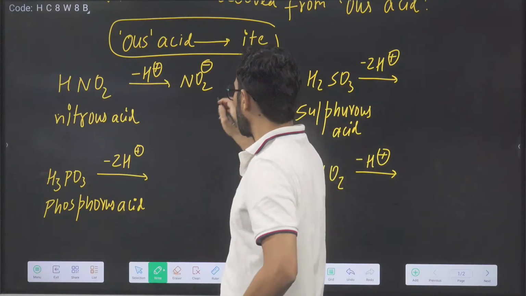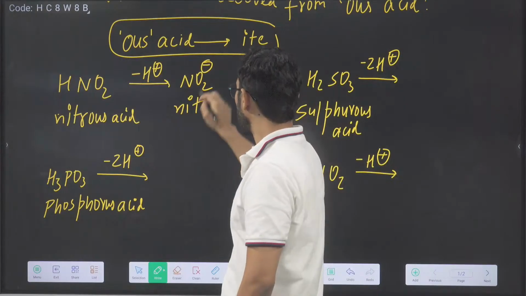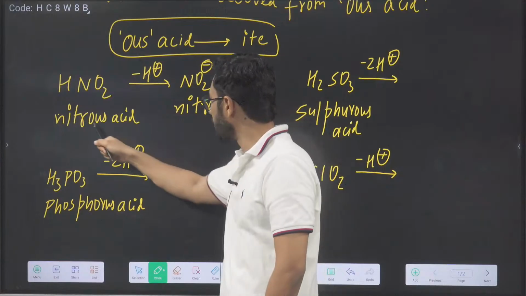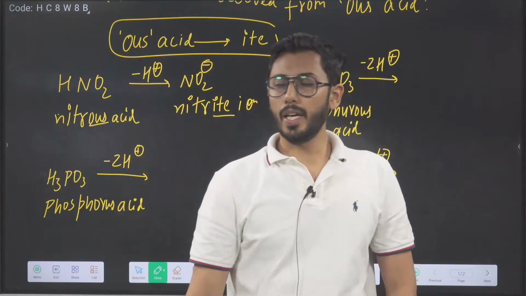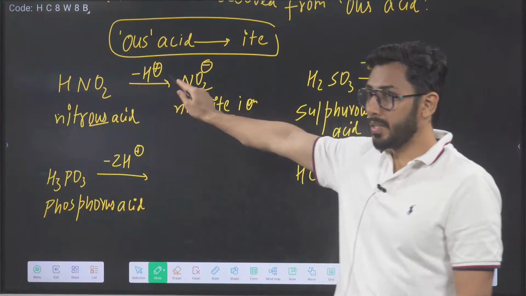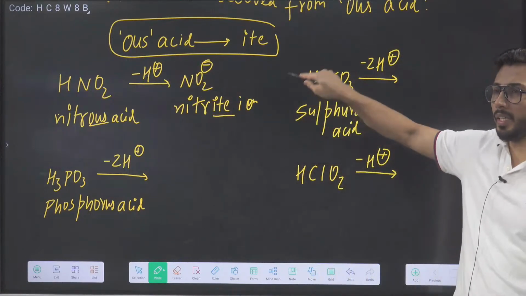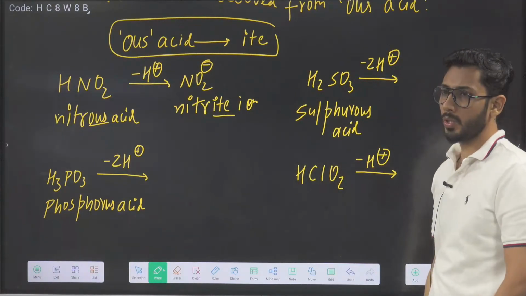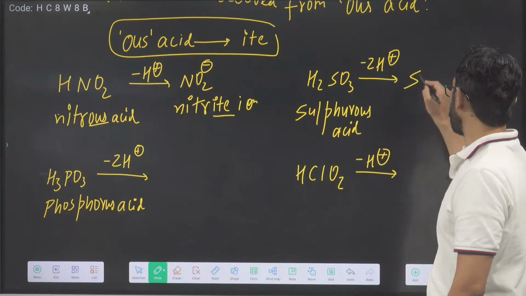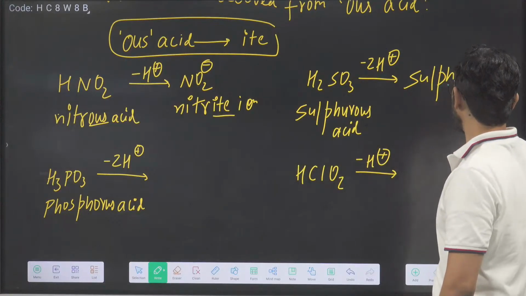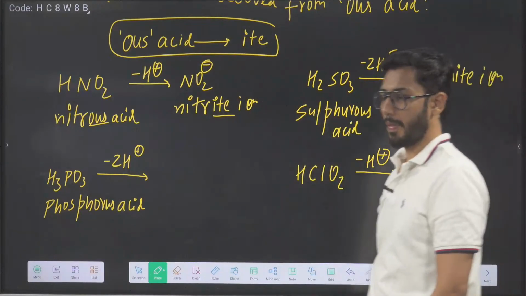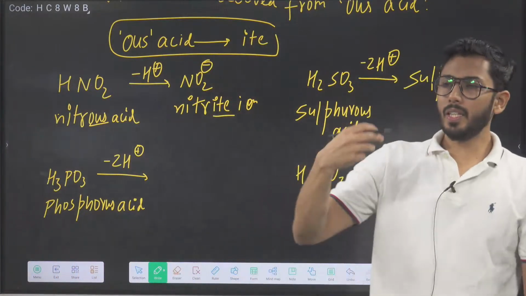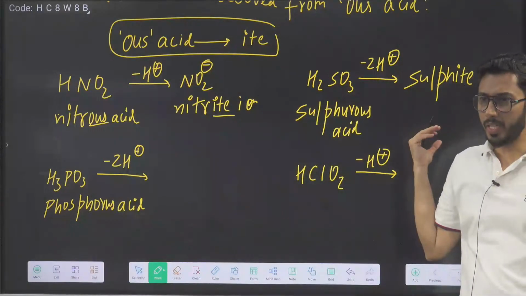HNO2. NO2 minus, what's the name? This becomes nitrite ion. Why nitrite? Because derived from which acid? This oxyanion is derived from "ous" acid. Nitrous becomes nitrite. Then H2SO3, sulfurous, sulfite ion. Getting it? Such type of naming, whenever you get in between the chapters, sometimes that time you will relate it fast. That's the purpose of this.